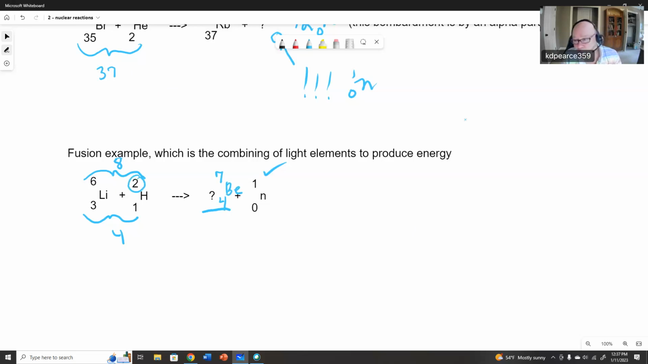So the key to doing these reactions is to make sure that whatever you do, the top numbers add up to the same on the reactant side and the product side, and the bottom numbers add up to the same. In other words, the atomic numbers add up to the same on the left side and the right side. Keeping in mind, I use the word atomic number loosely because, after all, neutrons don't have an atomic number.